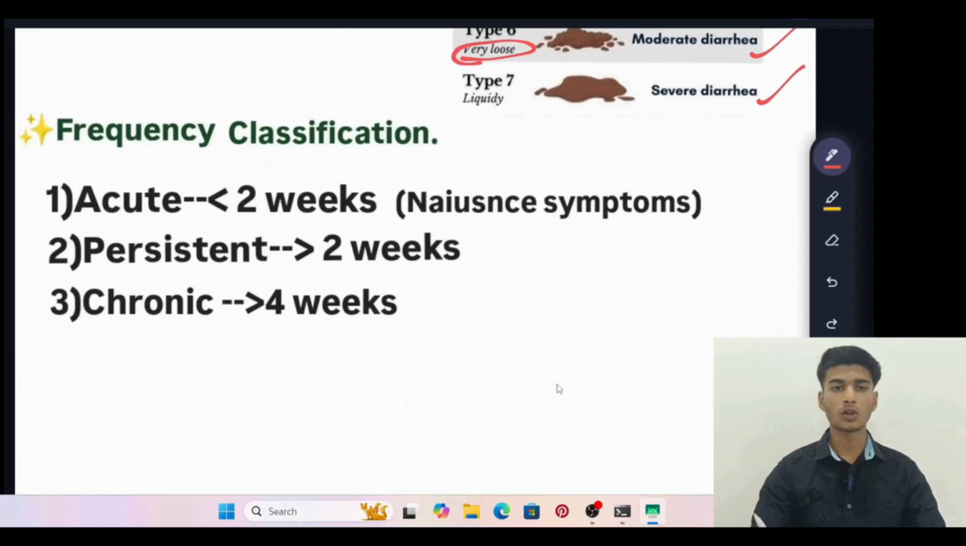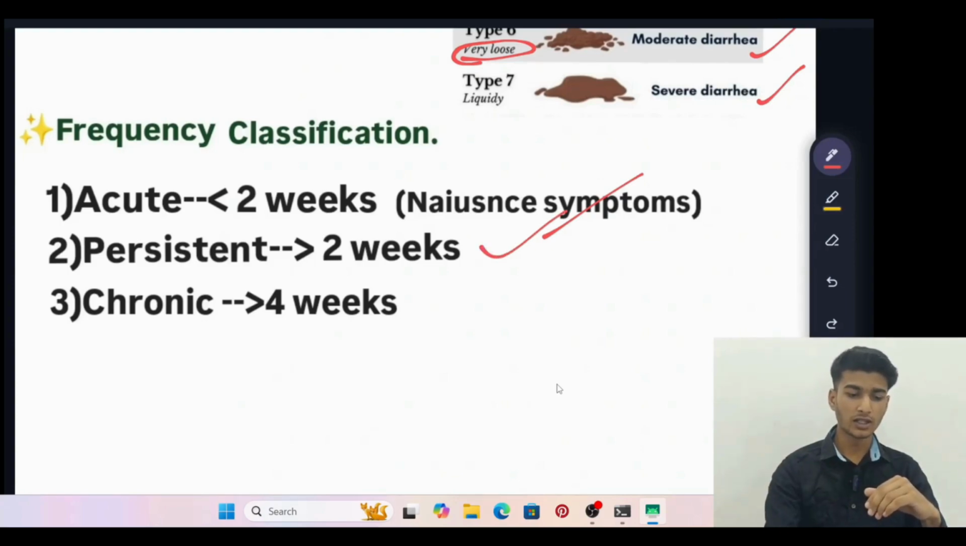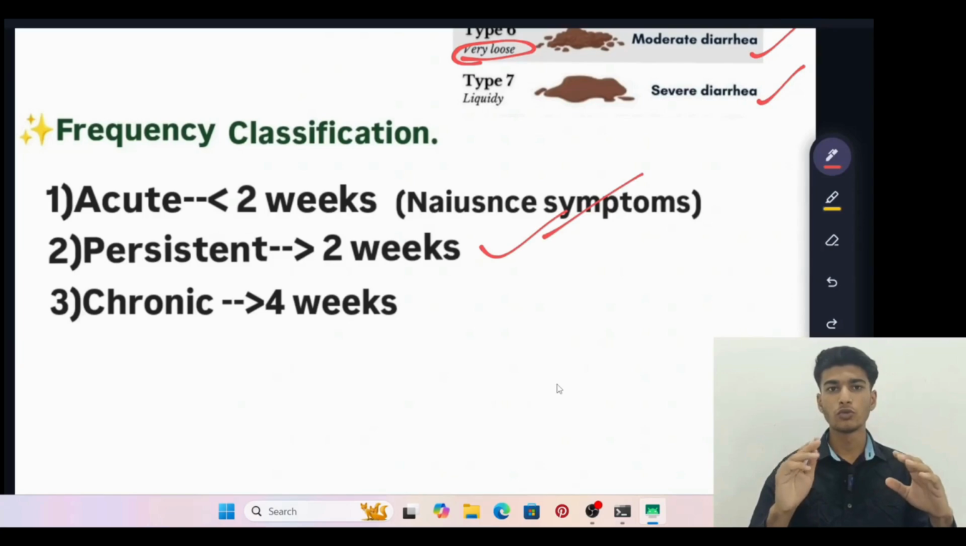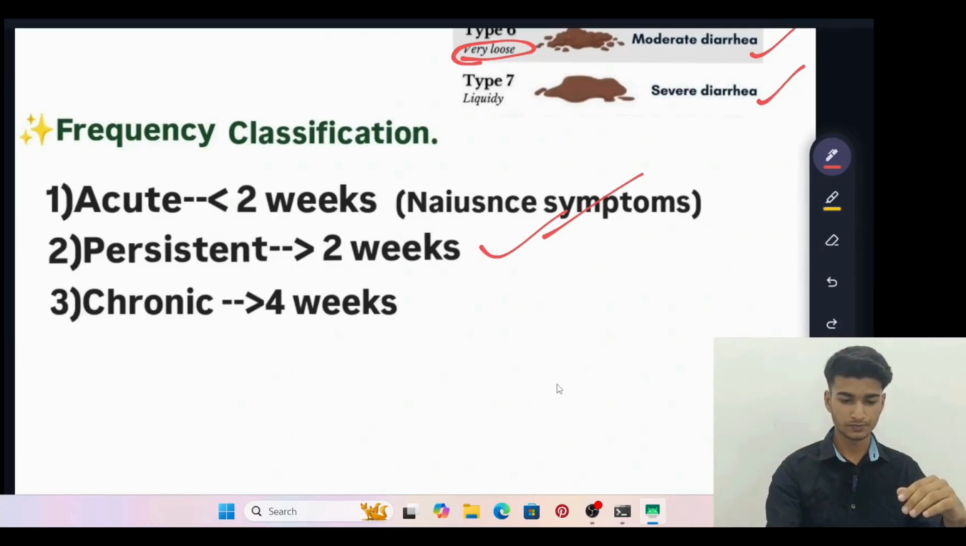So next we'll move on to the frequency chart. On the basis of frequency, we'll classify diarrheas into 3 types. First is acute diarrhea, second is persistent diarrhea, and third is chronic diarrhea. What do you mean by acute diarrhea? Acute means it will last for a short duration of time. If it lasts for less than 2 weeks, then it is called acute diarrhea. If it lasts from 2 weeks to 4 weeks, it is called persistent diarrhea. And the third is chronic diarrhea, which lasts for more than 4 weeks.